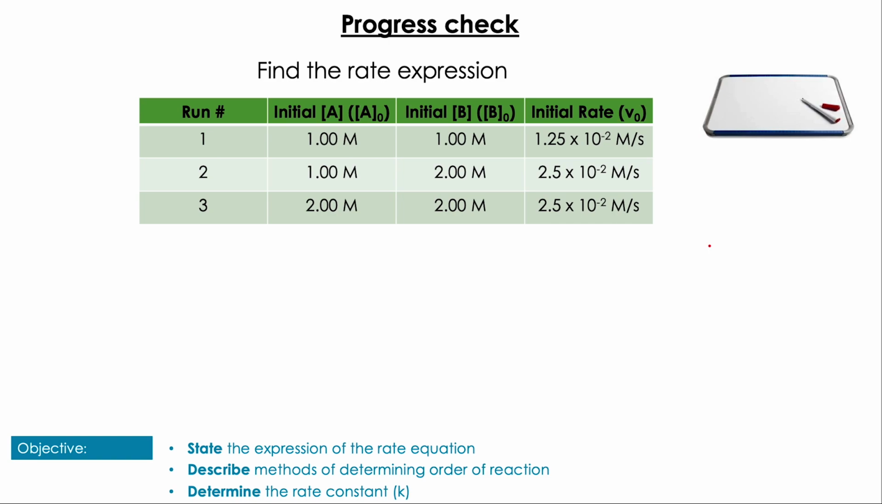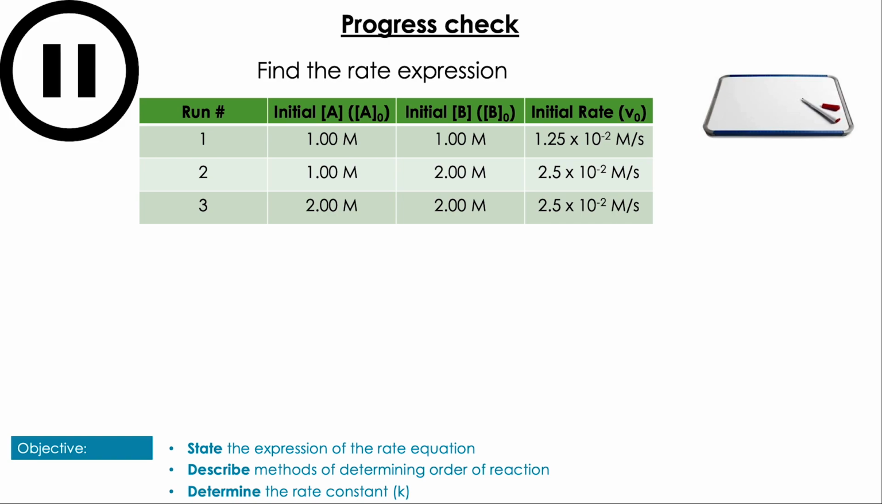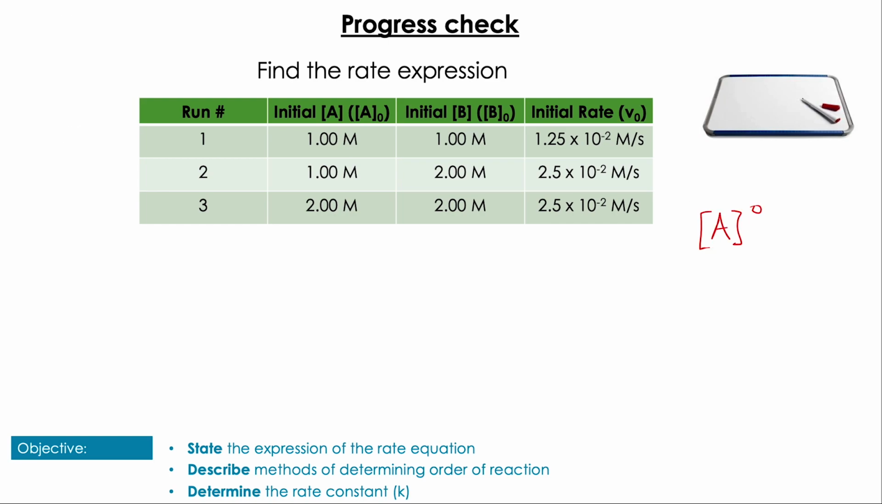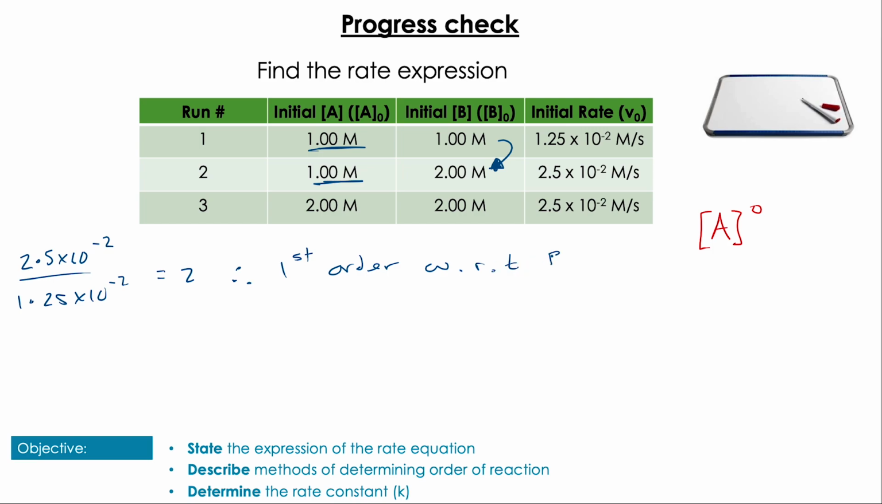Next question, using the same data, find the rate expression for this reaction. Pause the video. Pop 'em up! So we already know that A is 0th order, so looking at B, we see reaction 1 and 2. So here we double the concentration of B, and we also get a factor of 2 change, so it's 1st order with respect to B. So the rate expression will be rate equals k times the concentration of B.